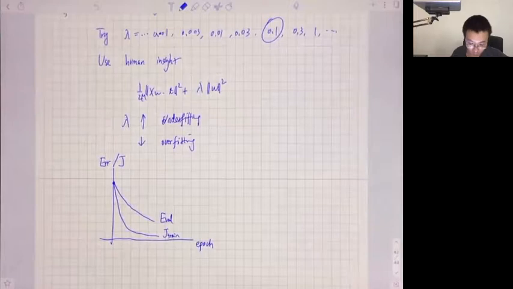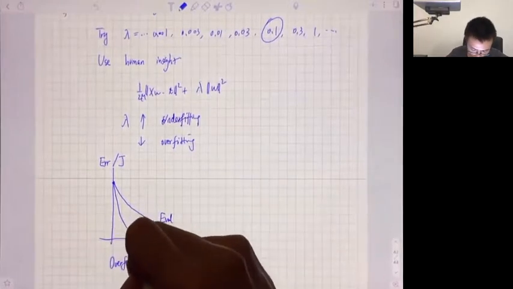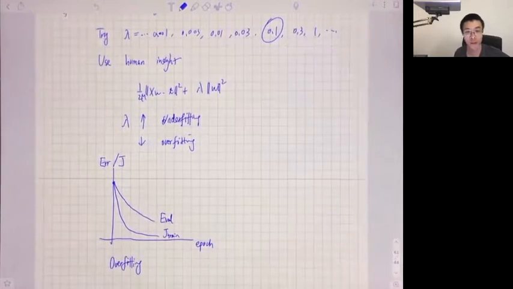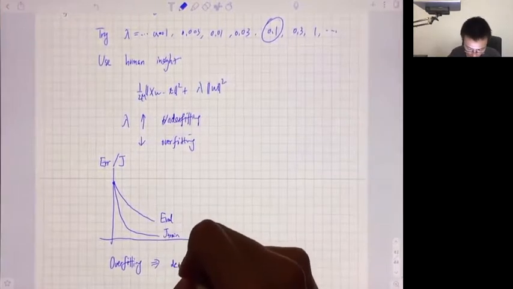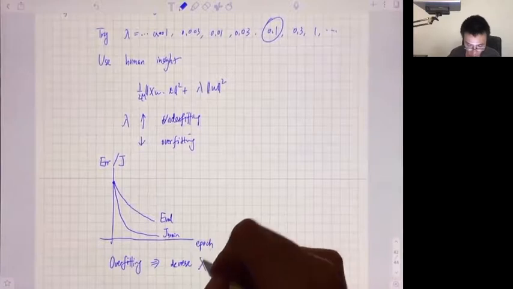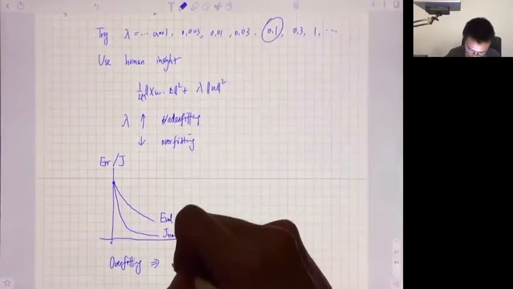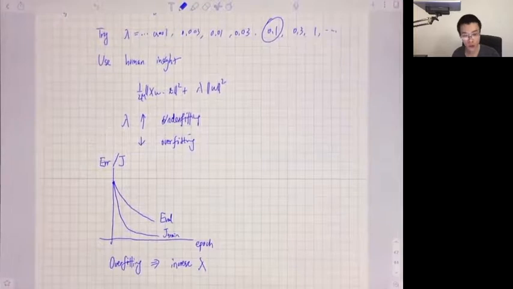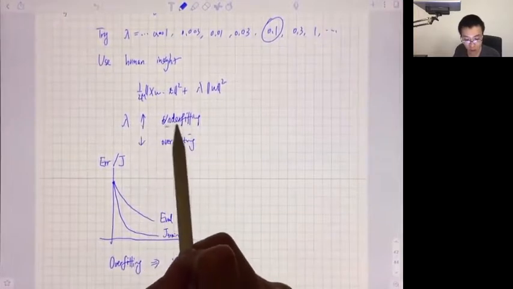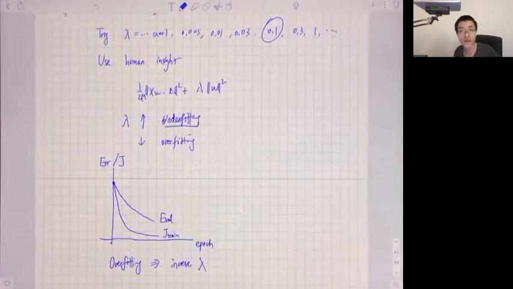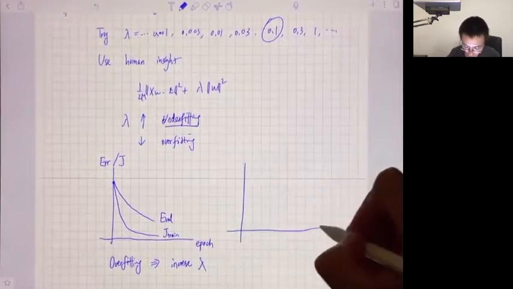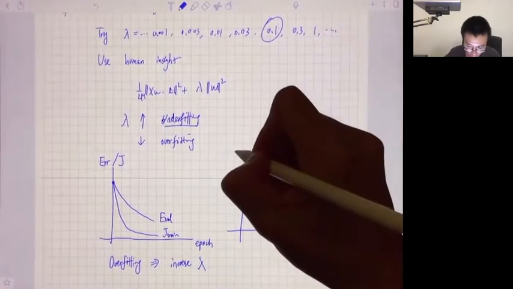So if it's overfitting, if I believe this is overfitting, this means your training is optimized too well and your validation performance has a large gap from your training performance, then you need to increase lambda, right? Because if you increase lambda, it may be more likely to be underfitting and it may recover from overfitting, okay?